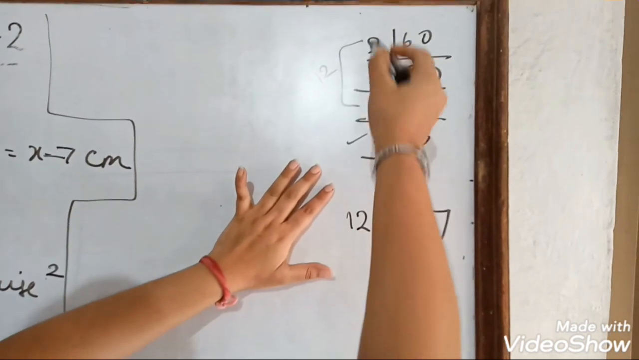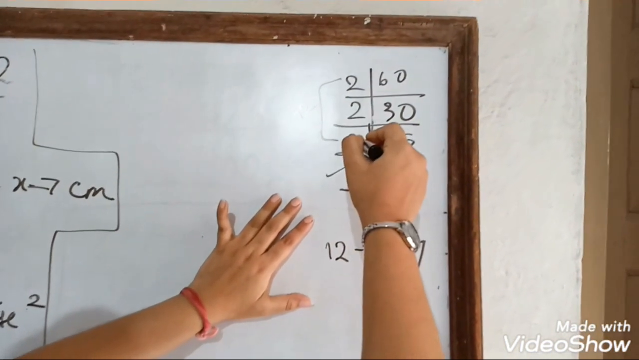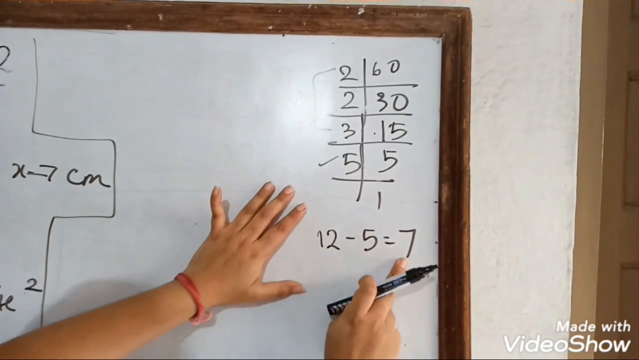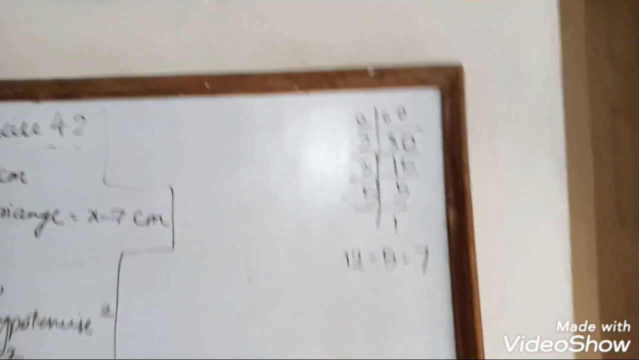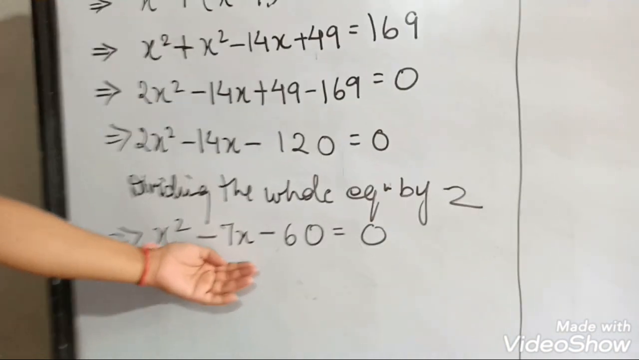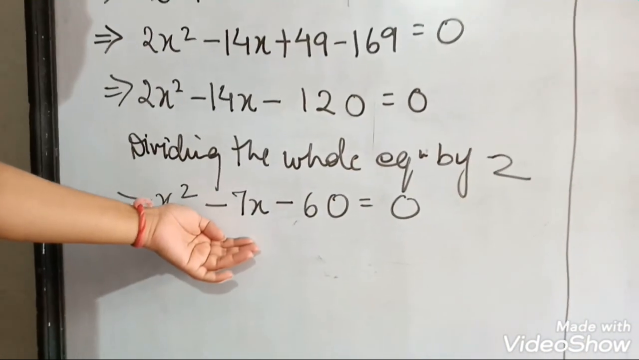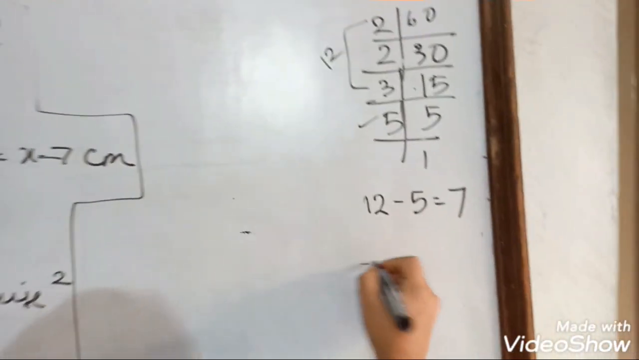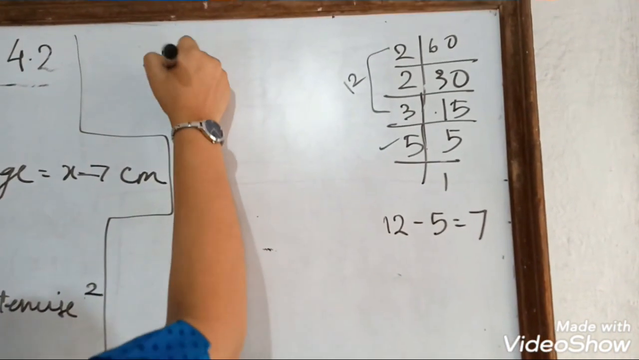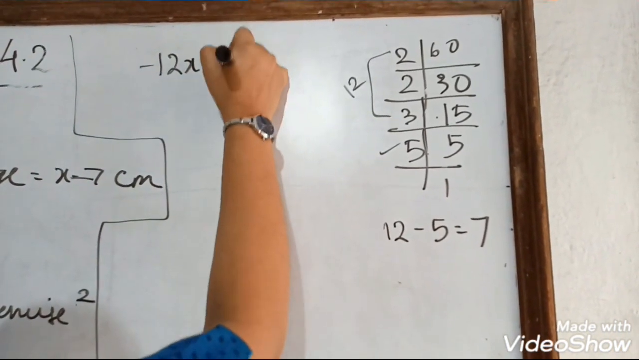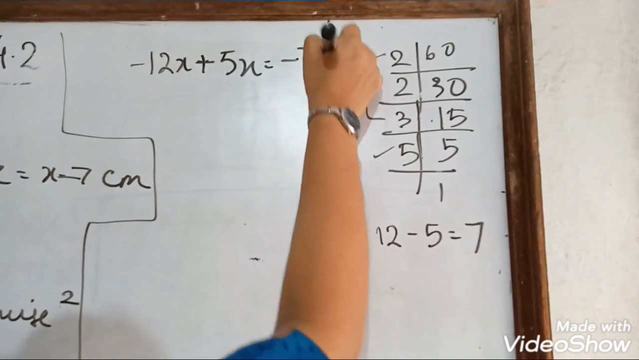So I have taken these three numbers together, 2 2s are 4, 4 3s are 12, and we all know 12 minus 5 is equal to 7. But over here, children, our number is negative, that is, it is minus 7x. So this will be minus 12. So this will be minus 12x plus 5x equals minus 7x.